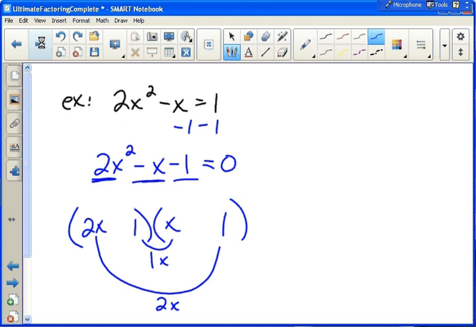Now that I'm factored, I can set both pieces equal to 0. Subtract 1 from both sides. Divide both sides by 2. I get x equals negative 1/2. Add 1 to both sides, and I get x equals 1.